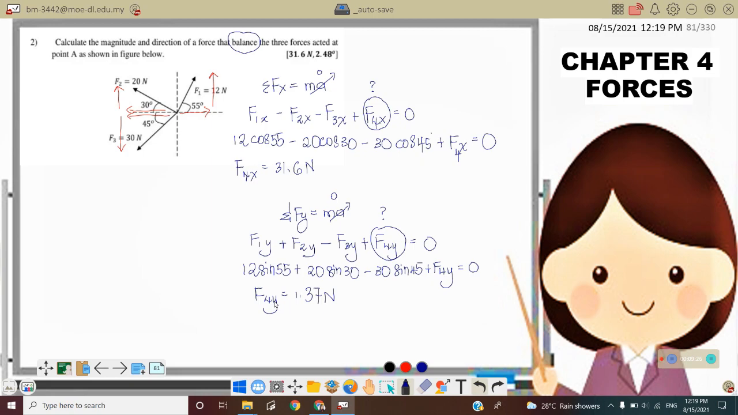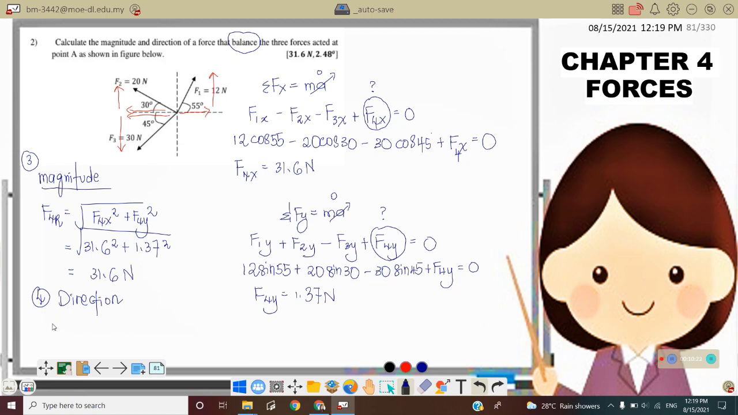Okay, so now you already have the x and also y component. Next, you need to find the magnitude. So step number 3. Just now, step 1, you found the x component. Step 2, you found the y component. Step 3, you need to find the magnitude. Always remember we have 5 steps to find the value. So the magnitude we use is F4, the resultant, the total, which is the square root of F4 for x component squared plus F4 for y component squared. Then you substitute in the values: 31.6 squared plus 1.37 squared, square rooted. So you will get 31.6 Newton.